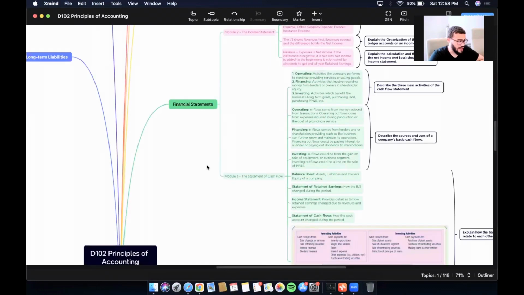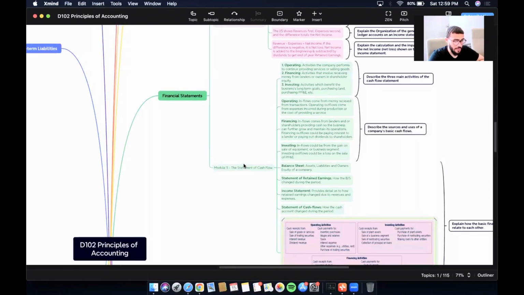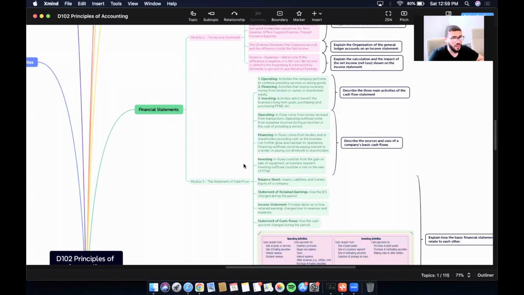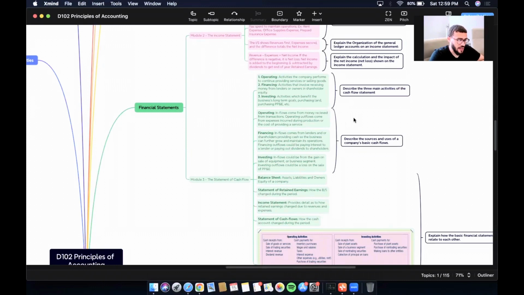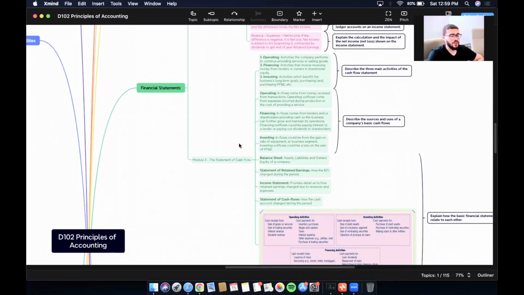Then moving on to module 3, statement of cash flows. Another big one that you need to know. It's the first couple questions in the OA, so make sure to nail this one down. You're going to describe the three main activities of the cash flow statement, and that's operating, financing, and investing activities. Then you're also going to need to know how the company sources and uses those cash flows.